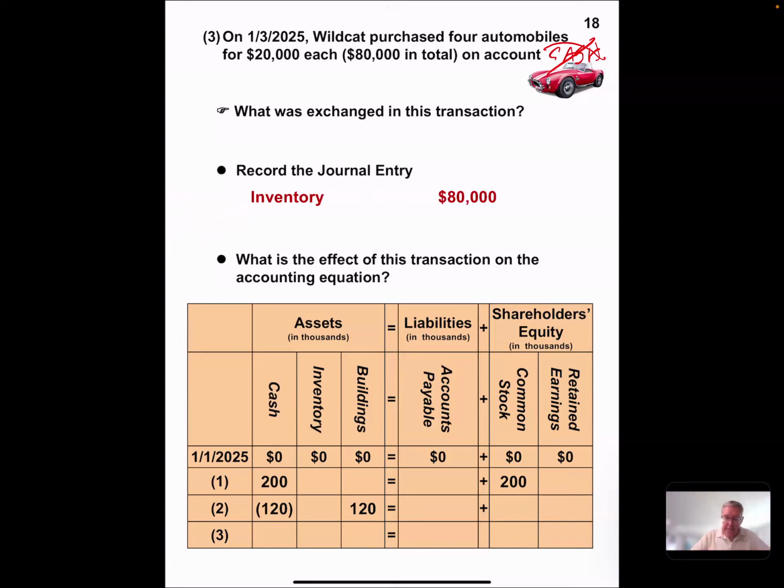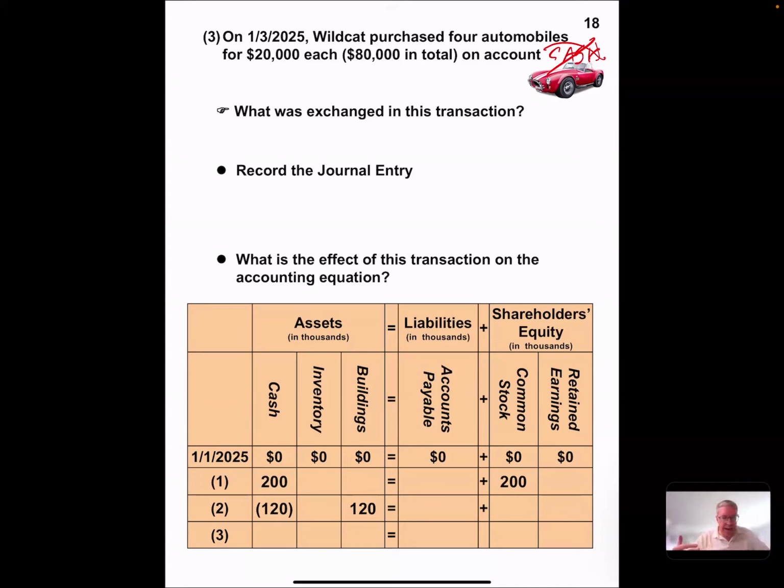Okay. So let's go back and record the journal entry. Let's think about, were any assets affected here? In this case, these automobiles represent inventory. In our definition of inventory, it's an asset, items of value owned by the business that provide a future benefit. So these are inventory because the future benefit they provide is that we're going to sell these, hopefully at a higher price than we paid for them. So this is definitely an asset.